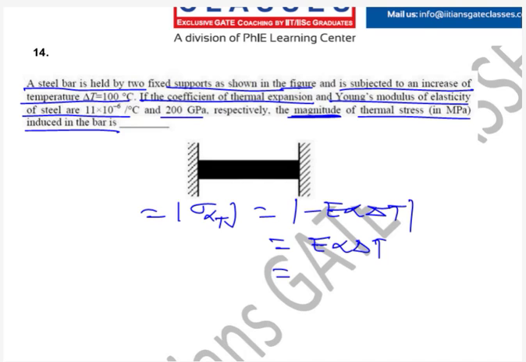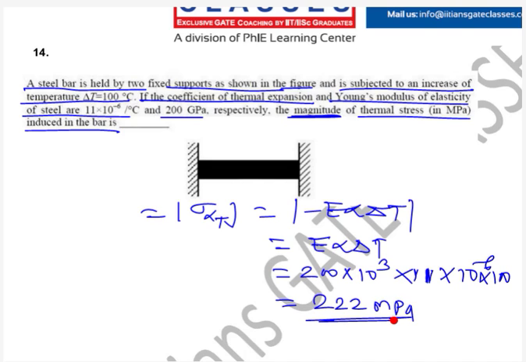E is 200, so it is 200 into 10 to the power 3. Alpha is 11 into 10 to the power minus 6, and into 100. So 222 megapascal. Okay, so I think all these problems are done. We will take one problem from the 2019 paper.